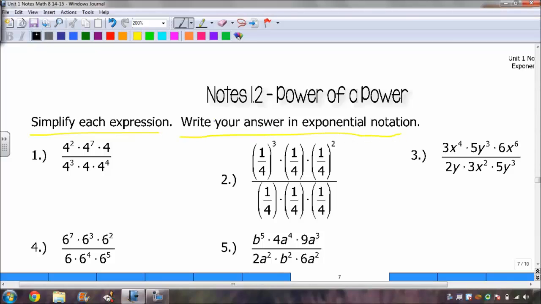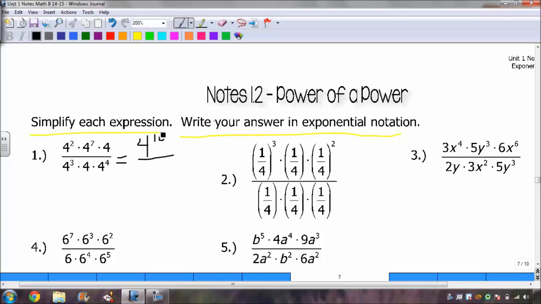So in question number 1, what I'm going to do is figure out what the numerator is first. So if you guys notice, we've got 4 to the second power, 4 to the seventh power, and then 4 to the first power. And hopefully you remember that when you multiply, you should always add your exponents. So you end up getting 4 to the 10th power.